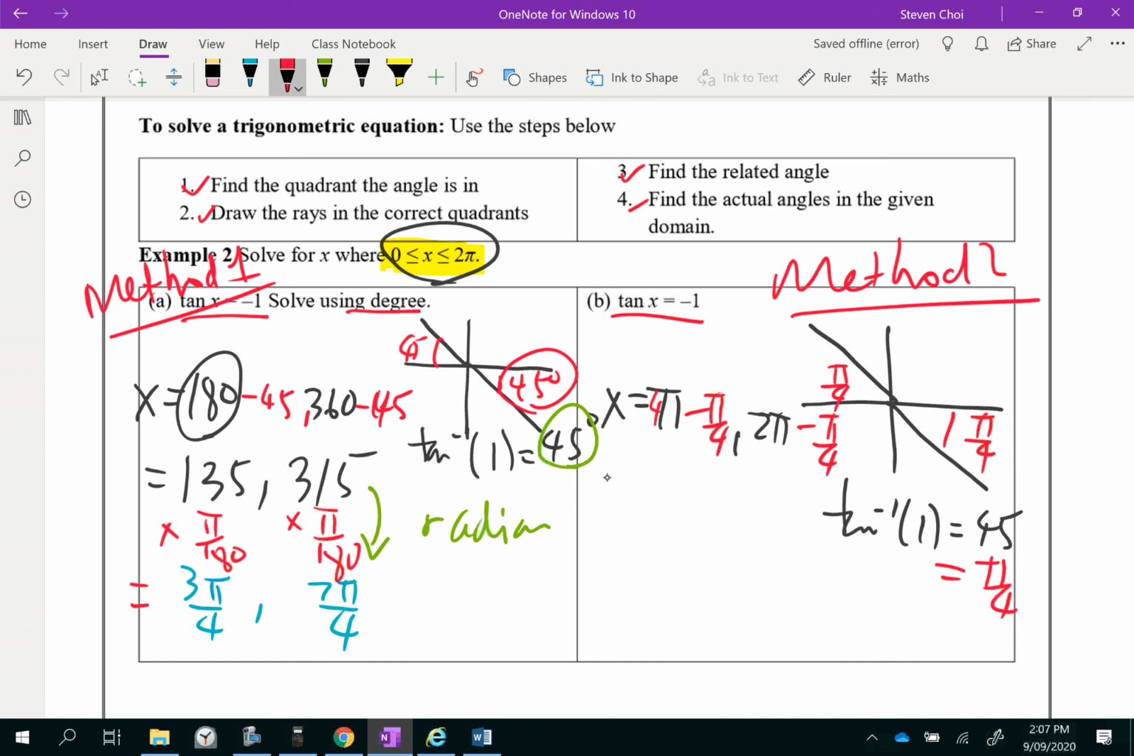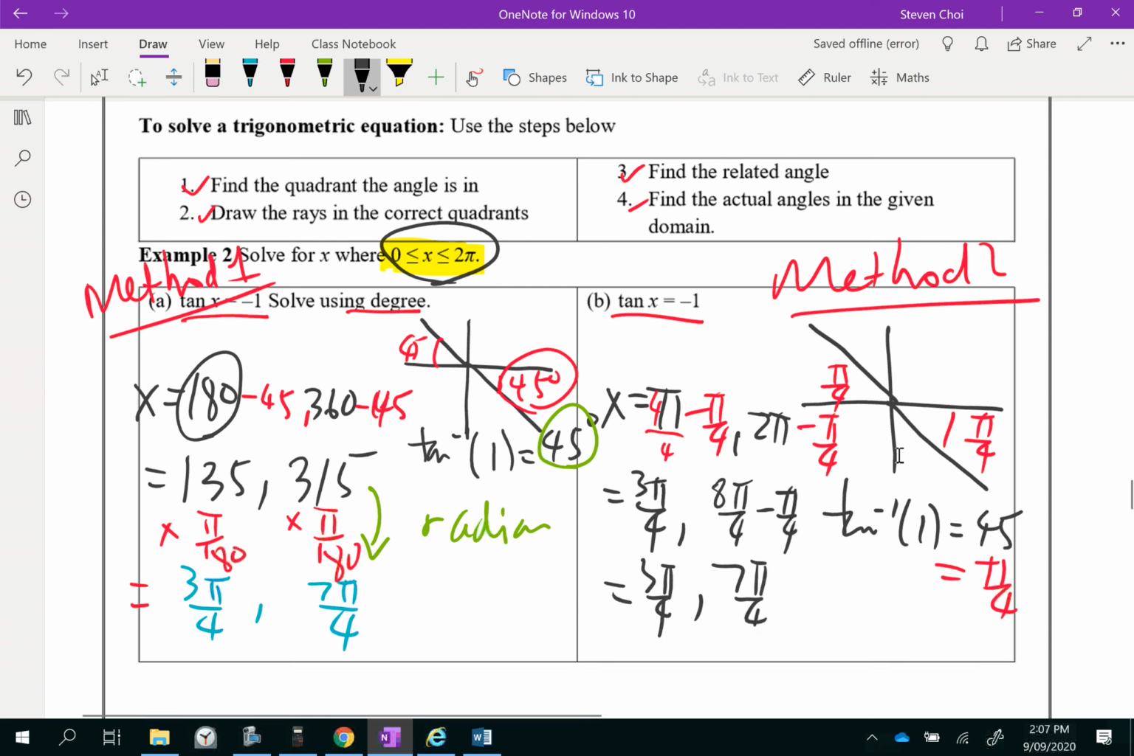And then you can make them the same denominator. So that will be equal to 3 pi over 4. The other one you do 8 pi over 4 minus pi over 4, 7 pi on 4. So you get exactly the same, but I think it's quicker with method 2. But some of you may prefer to work with degree because it's easier to do, and that's okay as well. But make sure you convert your answer to degree. But the disadvantage of that is, if you have 4 answers, you have to make 4 conversions, whereas this one's more direct. Any question?